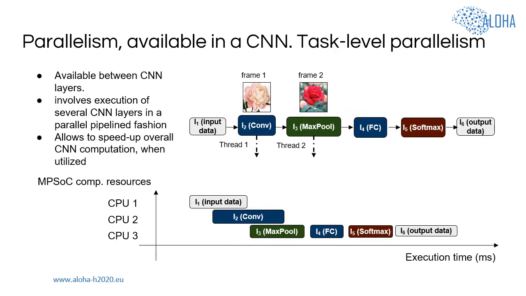Another type of parallelism available in a CNN is the task-level parallelism. It involves execution of several CNN layers in parallel pipelined fashion. The pipeline parallelism is related to the streaming nature of CNN applications, where input data comes as a stream of input frames. As shown on this slide, with several processors available in the platform, several CNN layers can be executed in parallel if they perform computations over different input frames. Exploitation of task-level parallelism allows to speed up the overall CNN computation.